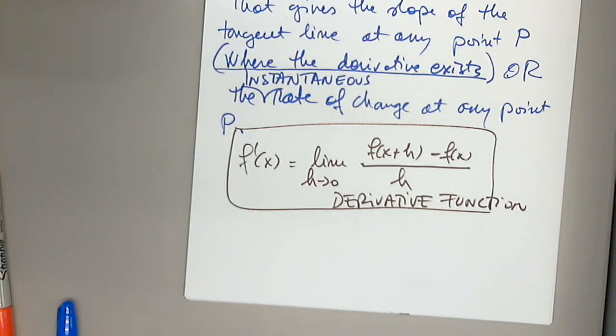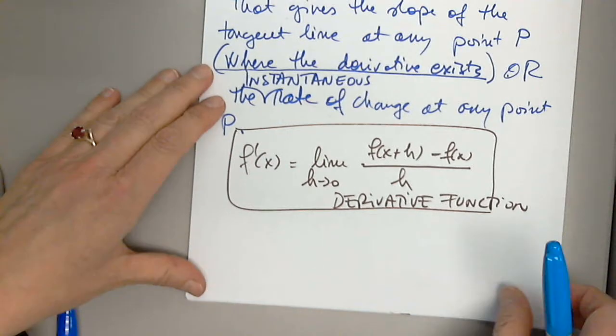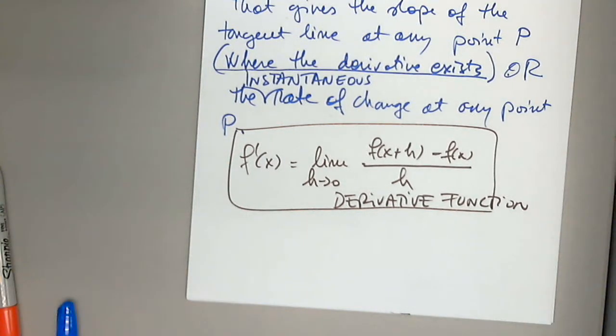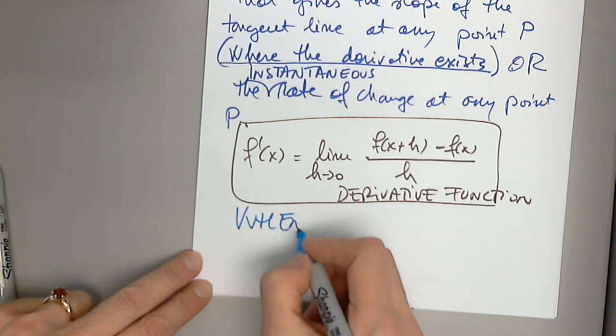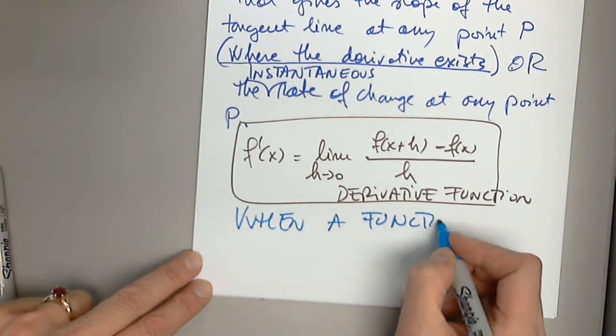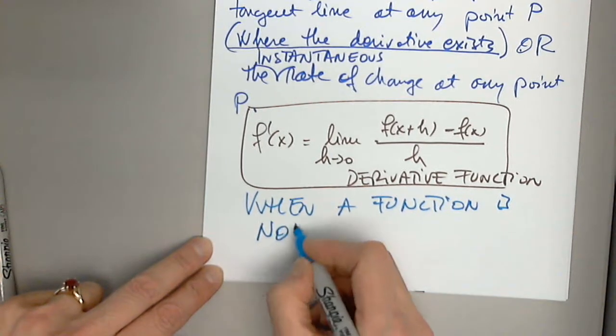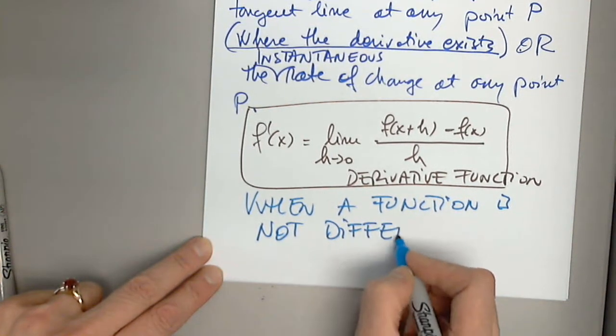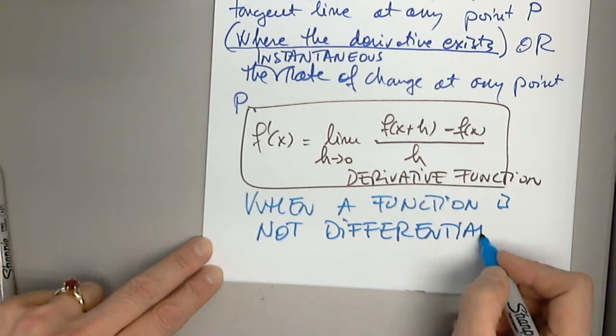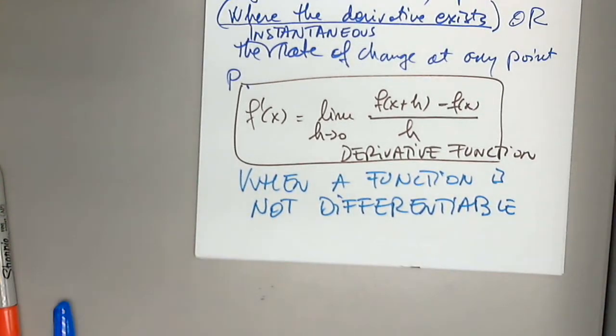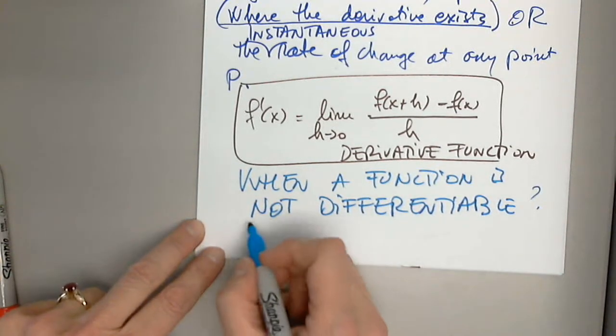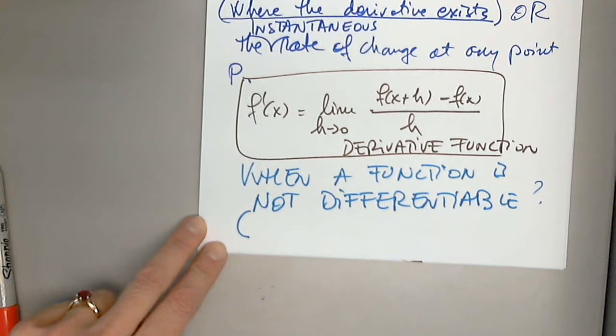I would like to go back for a moment and explain when a function does not have a derivative. We say the function is not differentiable. One more time, what does that mean? When a function is not differentiable, in parentheses, when its derivative does not exist.